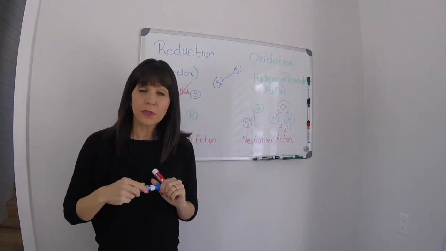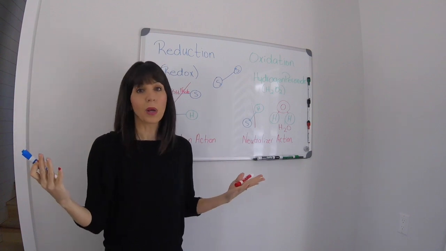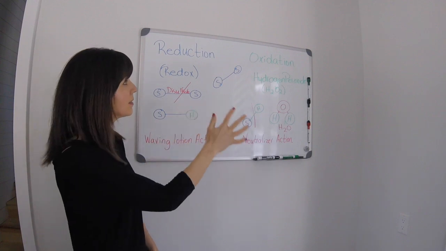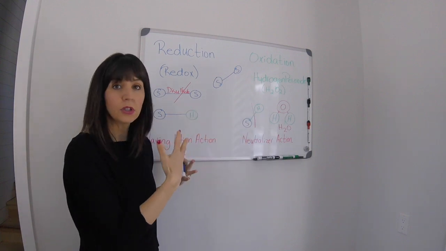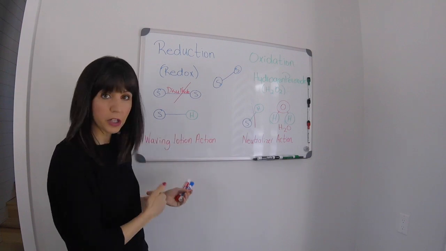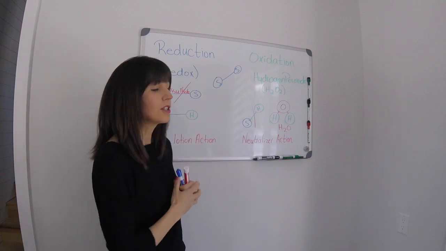And when they find each other again, everything is well in the universe. So that is, in a nutshell, the chemistry behind permanent waving. The two processes: reduction, or redox, and oxidation.